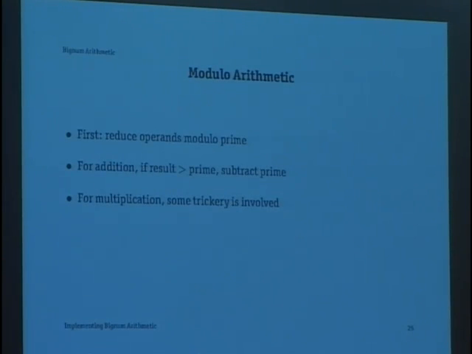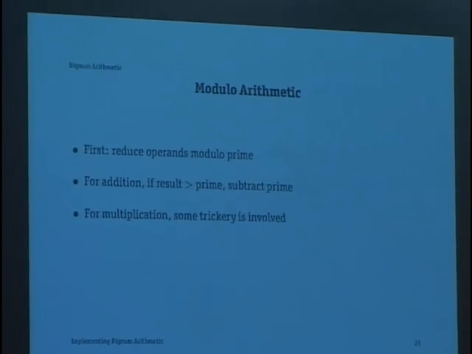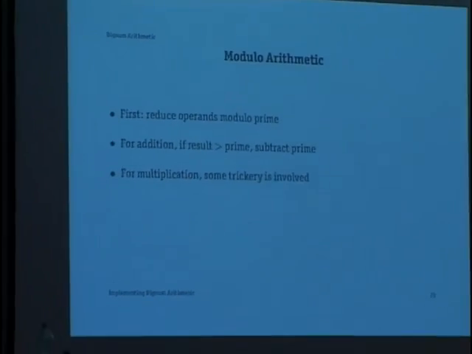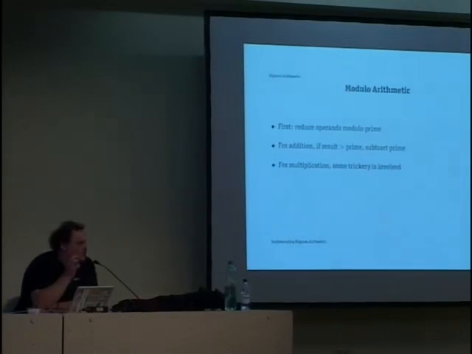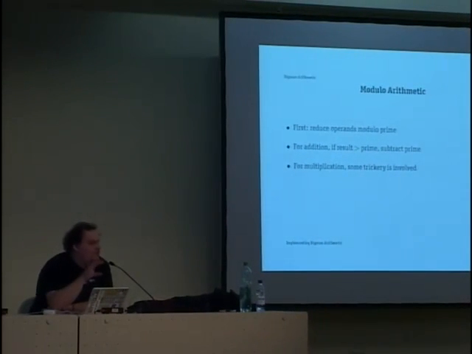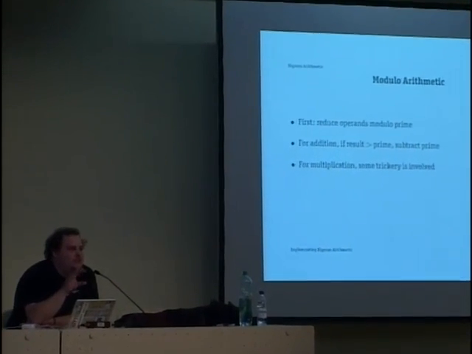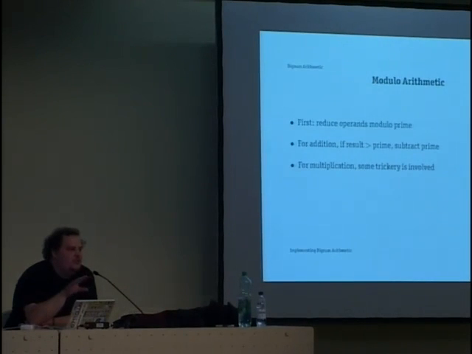So the first trick that people thought of is to reduce the operands modulo the prime at every intermediate step, so the intermediate results don't get so big in the first place. That's something you can do. For addition, that's easy. The first thing you do is make sure that your operands are already reduced modulo the prime. That's usually given in crypto. If you add two numbers and it's bigger than the prime, you just subtract it once and then you're done.